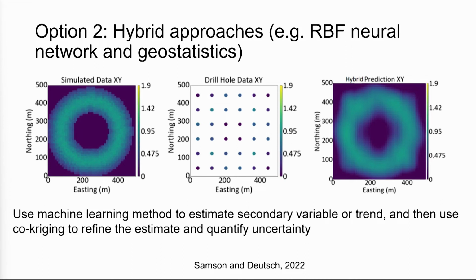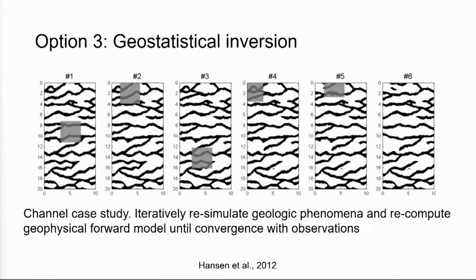primary data. My favorite option is through geostatistical inversion, and the idea is that you generate geostatistical simulations of a geological phenomenon, forward model some kind of synthetic geophysical observations or maybe ice flow, and then reject the ones that don't match real observations. Or in this case, they were iteratively resimulating components of a simulation grid until it converged with observations. So I think this would be a really good way of accounting for all of these pieces of information.